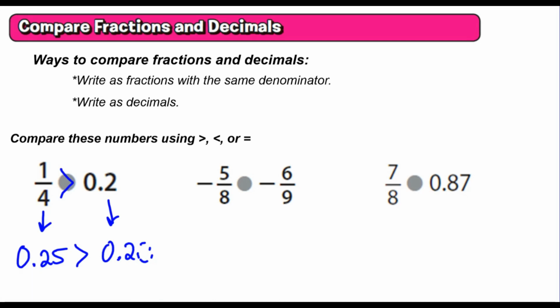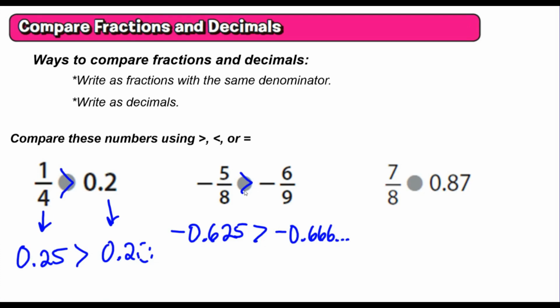Next one's -5/8 and -6/9. I'm going to convert these both to their decimal values, and remember with negatives, the one that is closer to 0 is actually larger. So we have -5/8, which is -0.625. And then this ninths that I just said, that's going to be 0.6 repeating. So I'm just going to write 3 digits there out to the thousandths, so it has the same number of digits as the other number. This number on the left is actually going to be closer to 0, so it is actually greater than 0.6 repeating. So -5/8 is greater than -6/9.